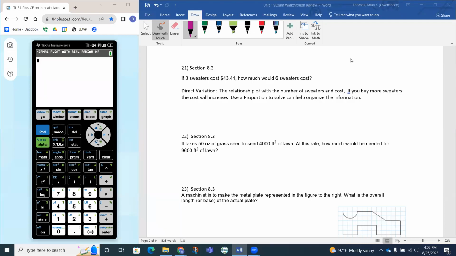So we're going to do several questions this time, 21 through 25. So this is going to be section 8.3. Section 8.3 gets into what we call direct variation.